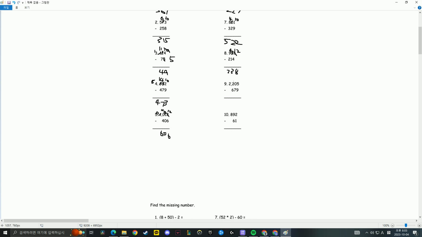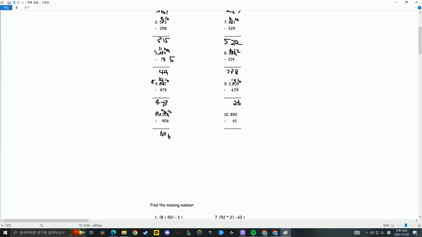5 minus 9, we can't do that. There's nothing to borrow from, so we borrow from 2. Make that 9, and we make that 10. It's 15. 10 minus 9 is 1. 1 plus 5 is 6. 9 minus 7 is 2.